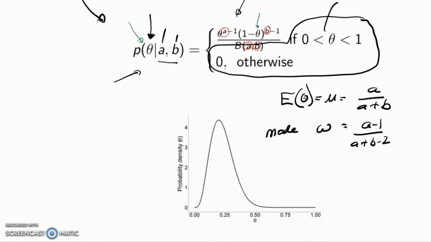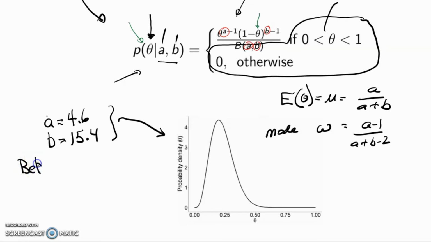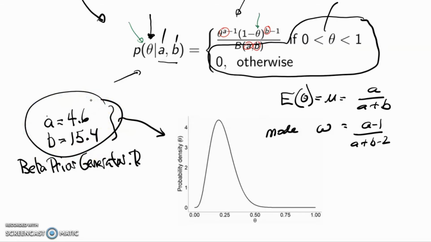And so if we were to specify, for example, A is equal to 4.6 and B is equal to 15.4, if we asked R nicely, or if you go into eClass and there's a program there called Beta Prior Generator, you could use that program, specify A and B, and you get a plot that looks like this.